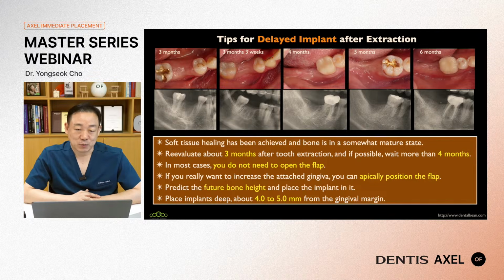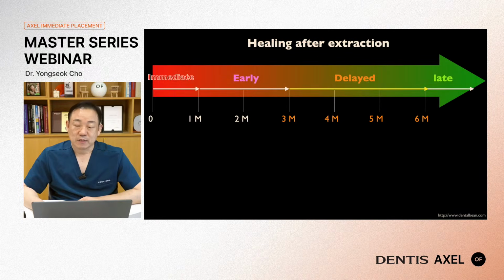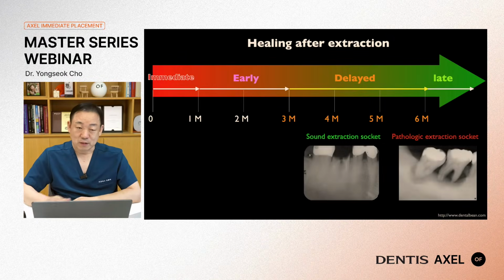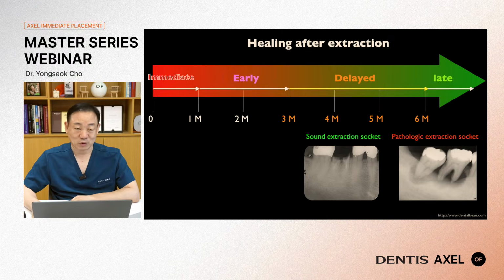Predict the future bone height and place implant in it. Place implant deep, about 4 to 5 mm from the gingival margin. Delayed cases belong to 3 to 6 months. Depending on the etiology of tooth extraction, the socket healing time will be different. When it is a sound extraction socket, we expect very fast healing. However, when the tooth was extracted in a periodontally affected situation, we need more time for bone healing.